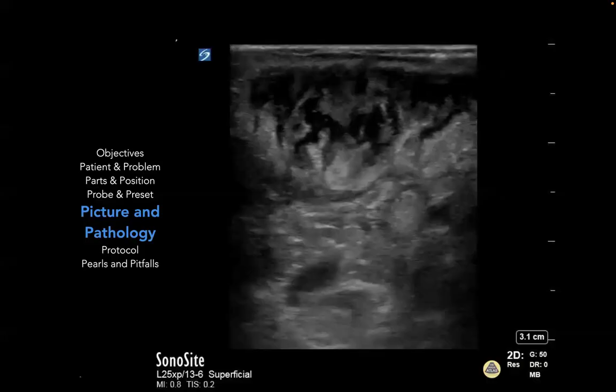As opposed to this example, this is a 2D image of a suspected abscess. There are very irregular borders. There's an anechoic cavity. There looks to be some echogenic material inside here. This is an abscess unless proven otherwise.